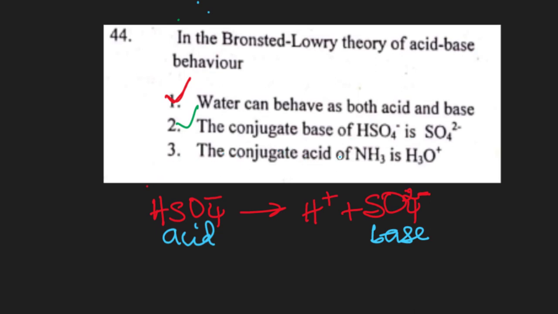3. The conjugate acid of ammonia is the hydrosodium ion, which is false. The hydrogen does not even have nitrogen, so it's a false statement. So 1 and 2 only are correct. And our best option is B.